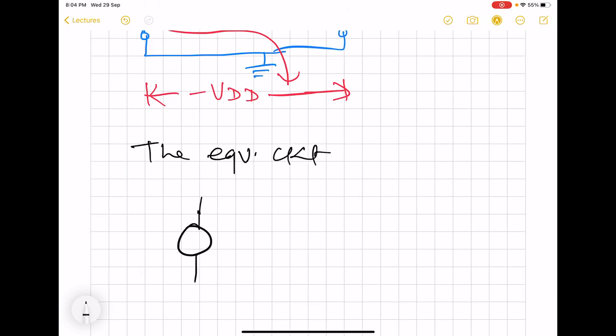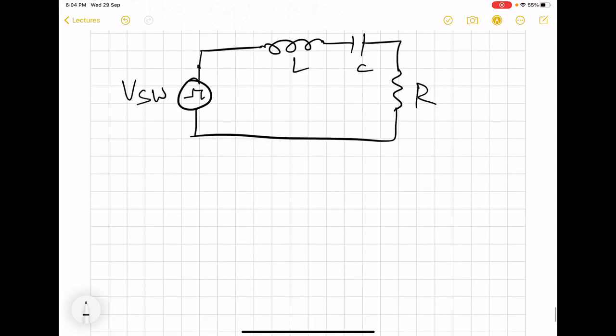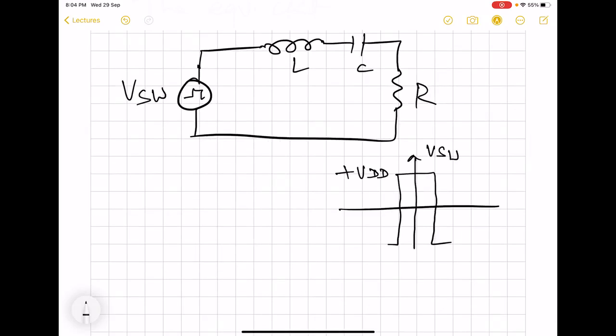That there is a square wave source which is exciting LCR like previous case, which we will call VSW. But the only thing is that now VSW is going to be between plus VDD and minus VDD. Like this.